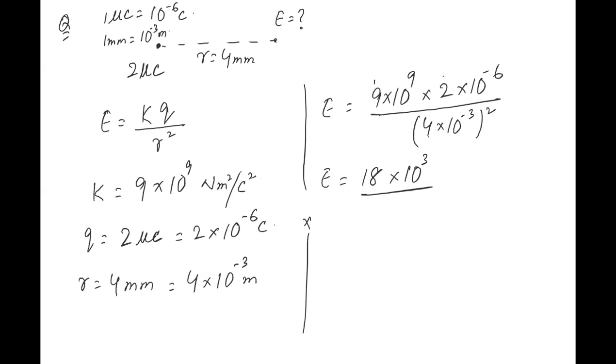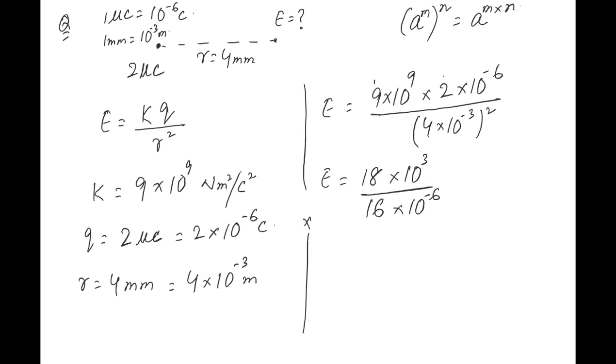Divided by 4 square is 16, into 10 to the power minus 3 square will be 10 to the power minus 6, not 10 to the power minus 9. This will be 10 to the power minus 6. Why? Because if you have a to the power m to the power n, the result is written as a to the power m into n, right?